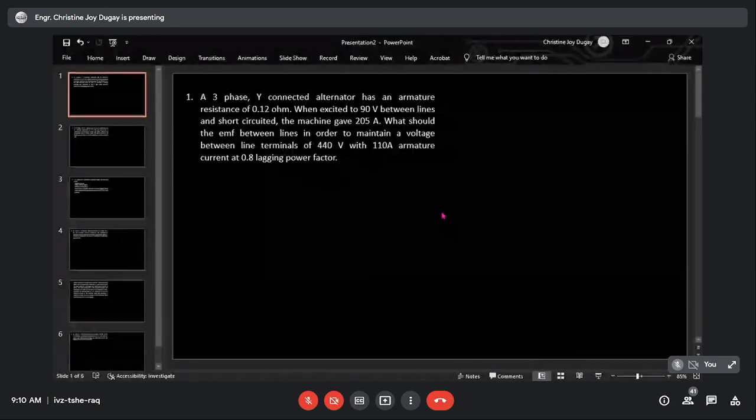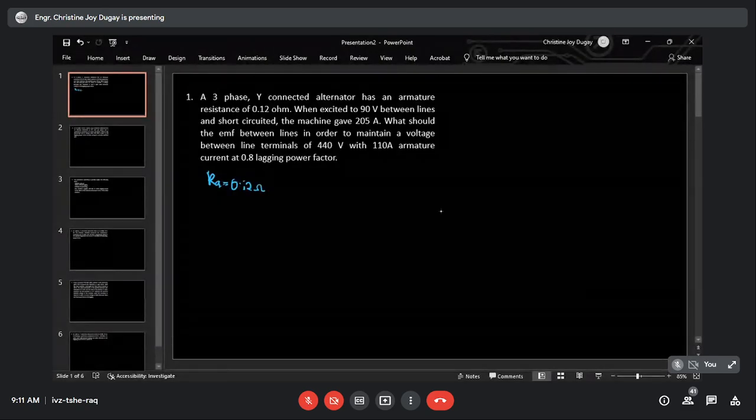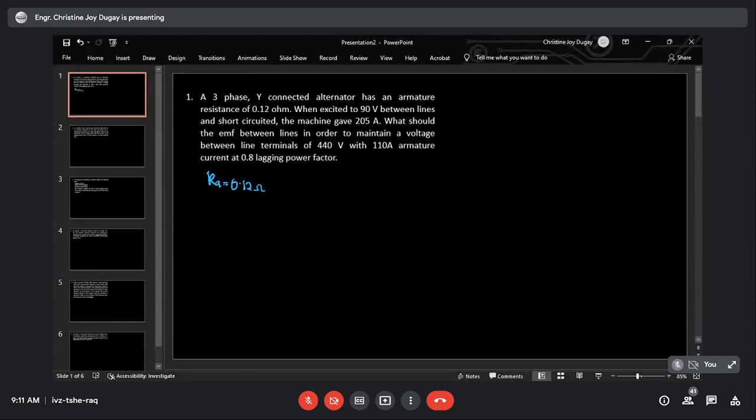The effective RA, ma'am. The effective armature resistance. Let's see first what is given. The RA, or the effective armature resistance, is equal to 0.12 ohm. And when excited, 90 volts.